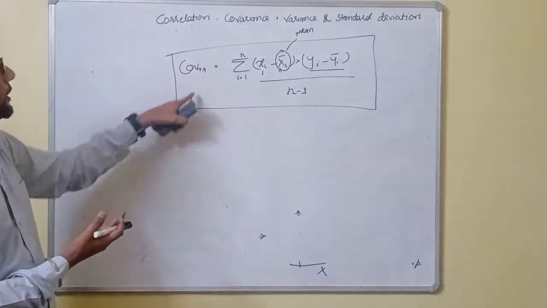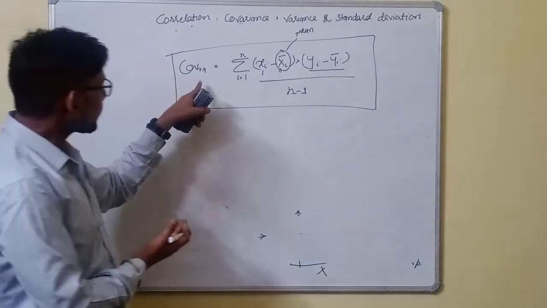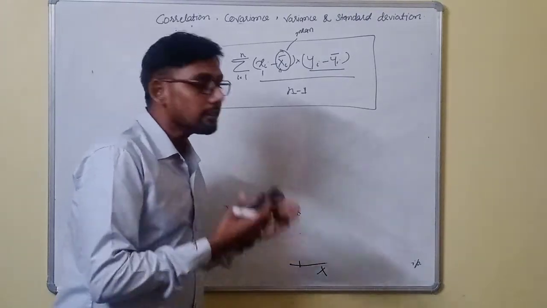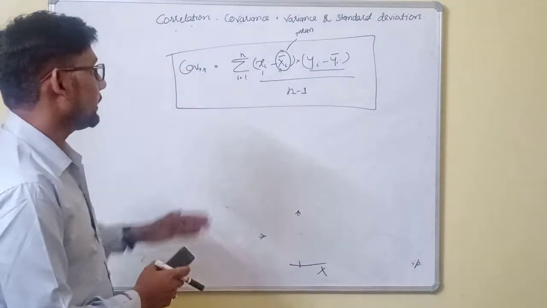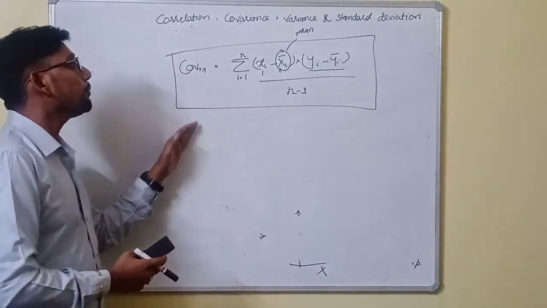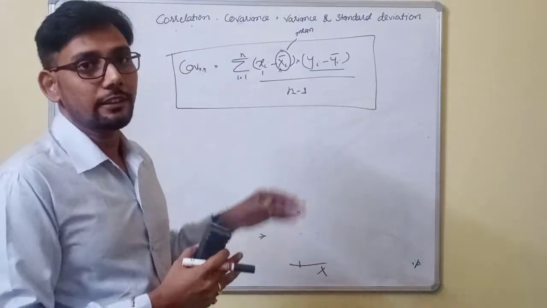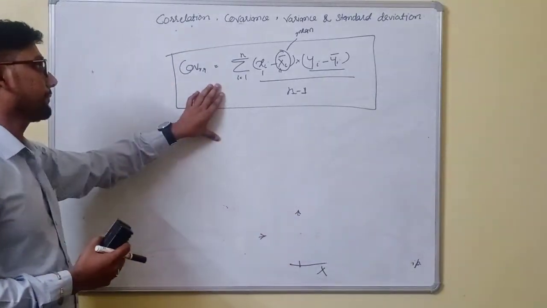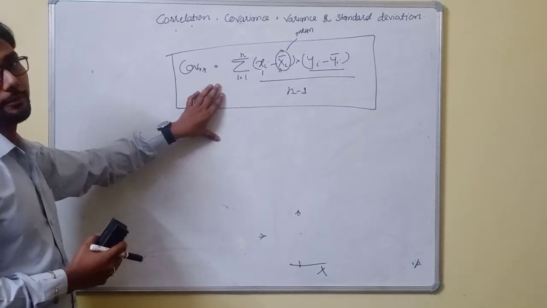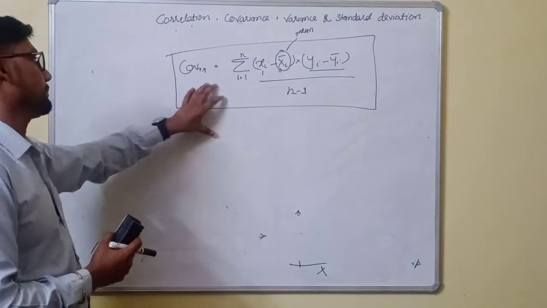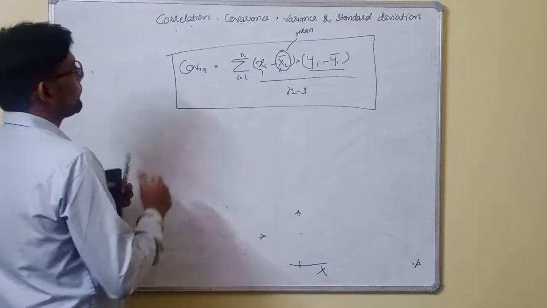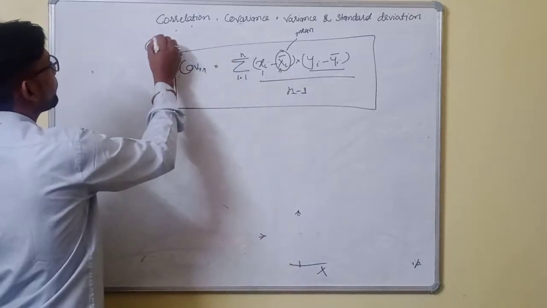But guys, this will not tell the strength of the relationship, right? It will not measure the strength, how much the variables are related to each other. It will not tell you. It will just tell you the direction of the relationship.